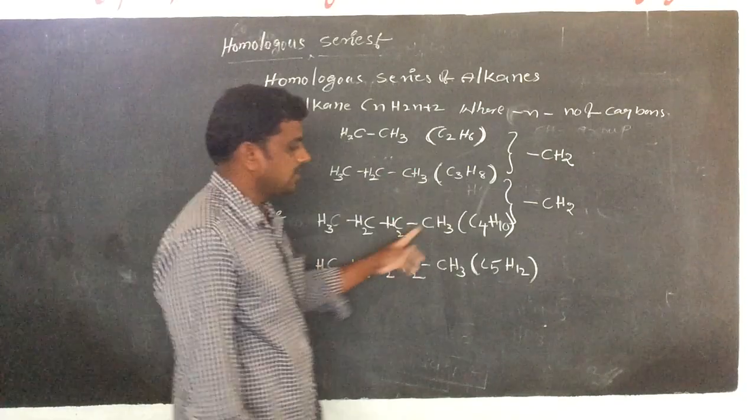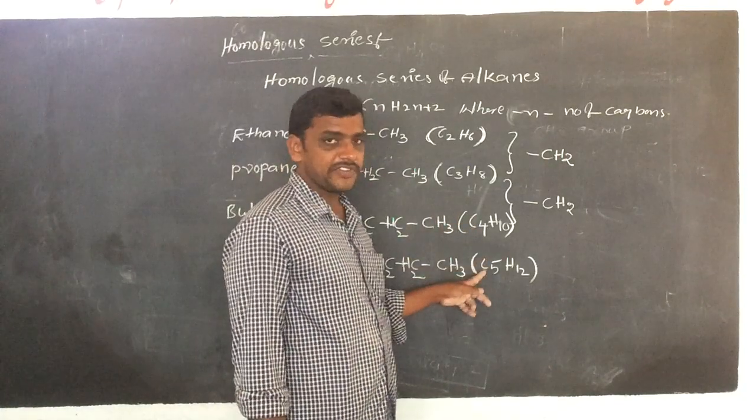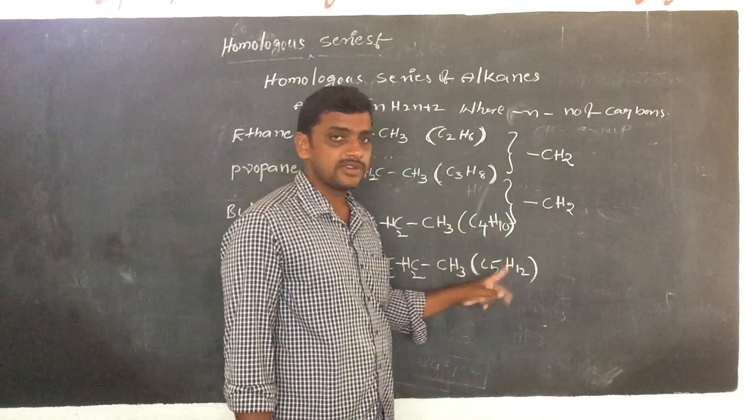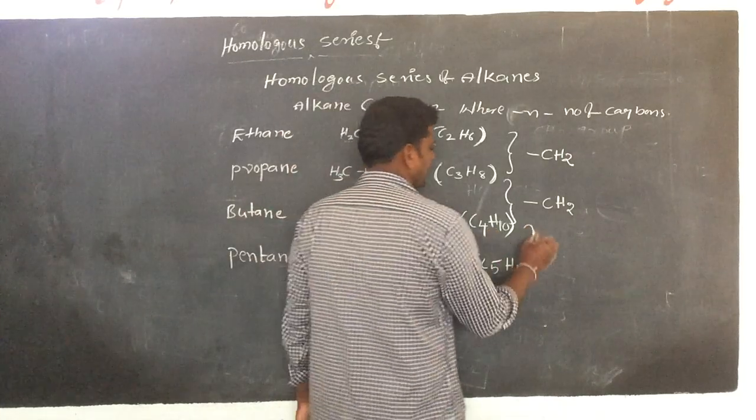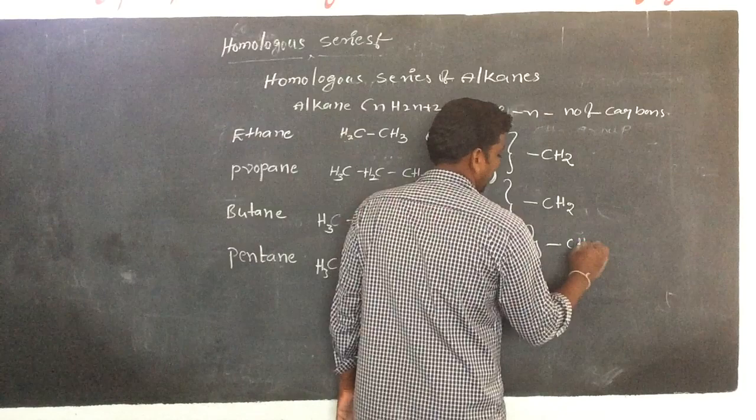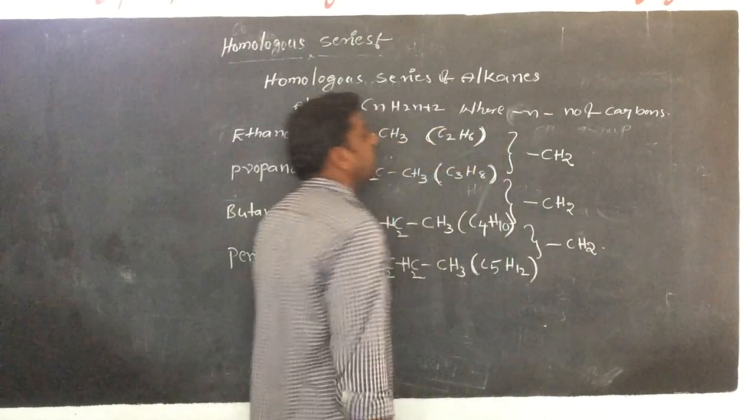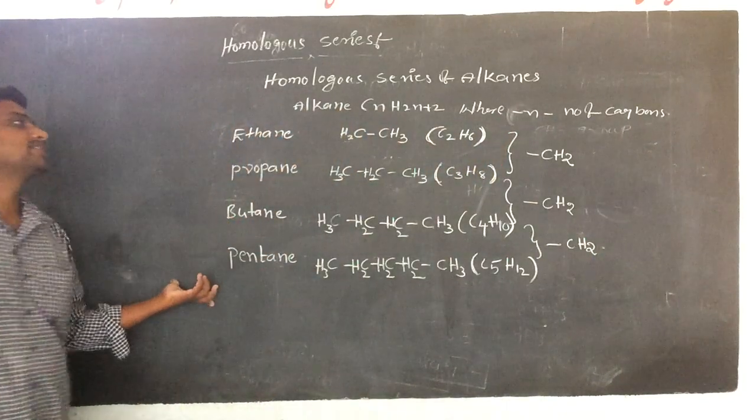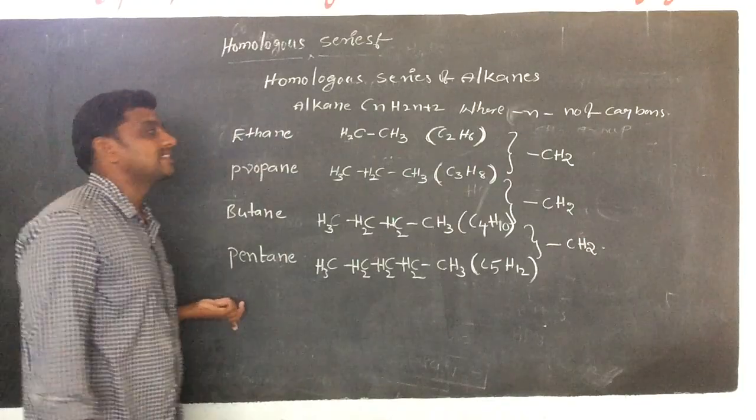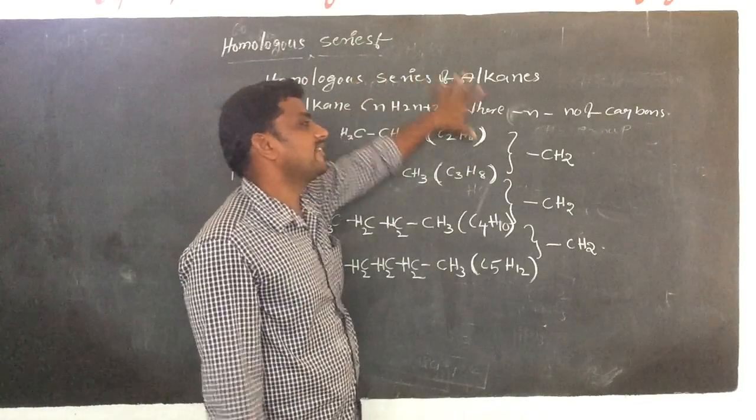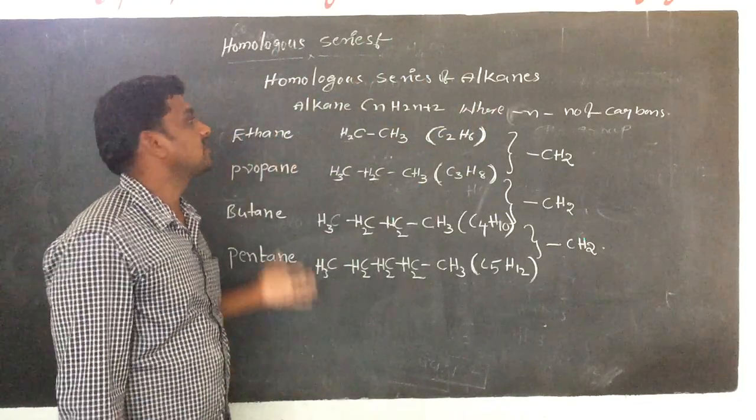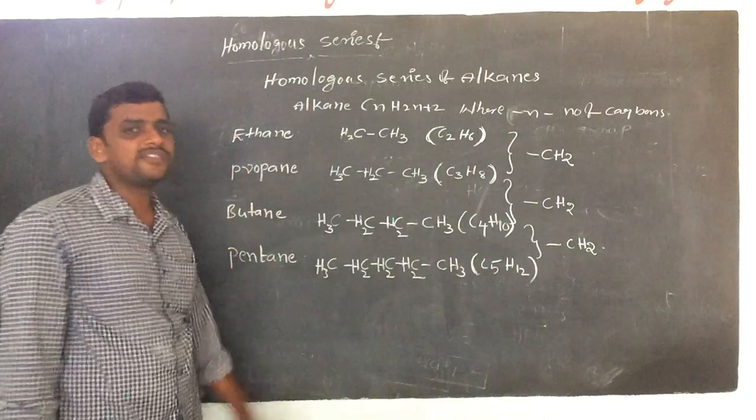What is the difference between the two compounds? Here carbons are 4, here are 5. The difference is 1. Here hydrogens are 10, here are 12. The difference is 2. So the difference between the two compounds is CH2. So these are the examples for the homologous series of alkanes.